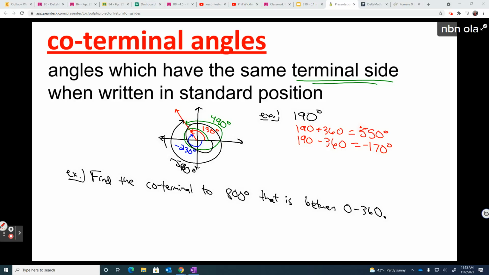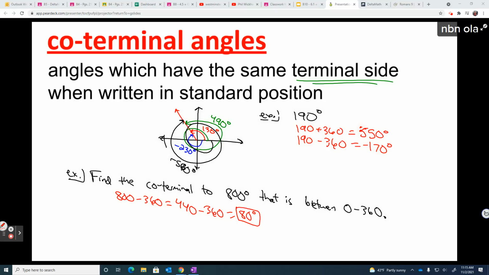Yeah, we just subtract multiples of 360. So we do 800 minus 360. And we see if it's between 0 to 360. That's going to be 440 degrees. So that's not good enough yet because it's not between 0 to 360. So we just do it again. And we do that again. And we get 80 degrees.